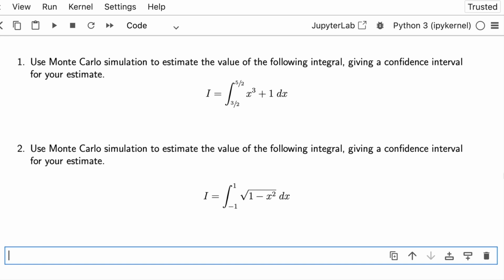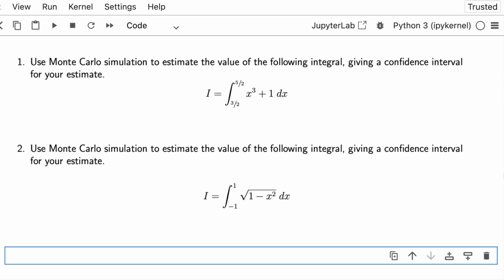Problem sheet for questions 1 and 2. Use Monte Carlo simulation to estimate the value of the following integral, giving a confidence interval for your estimate. Both questions ask the same thing for two different integrals, so it would be useful for us to write some generic functions that we can use to answer both questions.